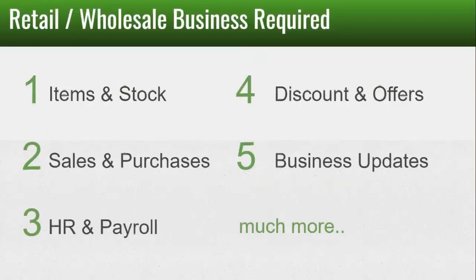So as a whole, a retail and wholesale business requires items and stocks, sales and purchase, HR and payroll, discounts and offers, and business updates. These are the major sections we require for any retail or wholesale business to cover. There is much more if you go into more detail, but these are the basic ones, and at least these five things should be covered in an ERP to automate any business.